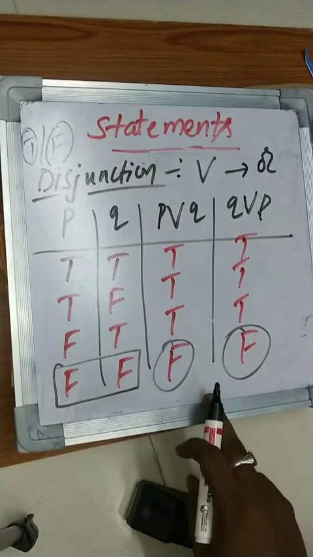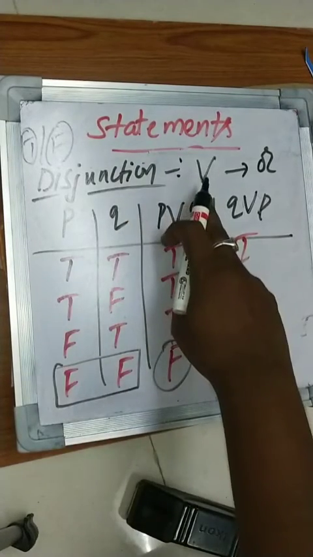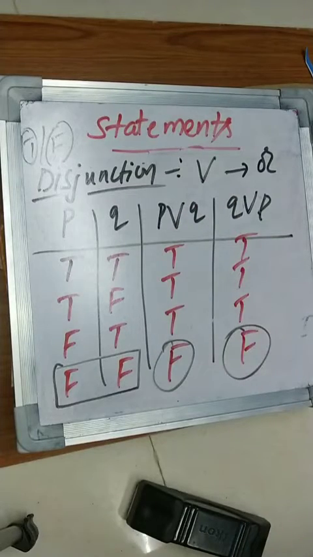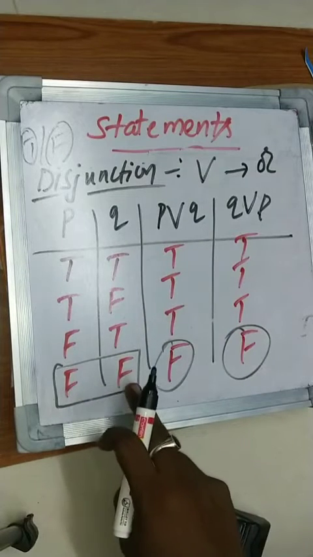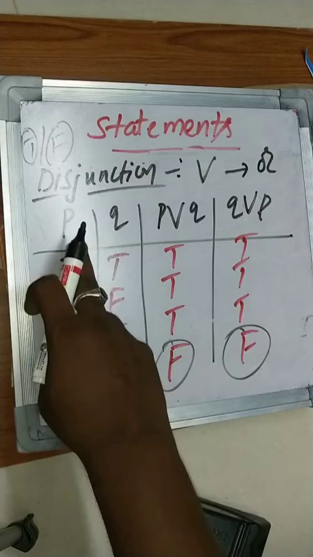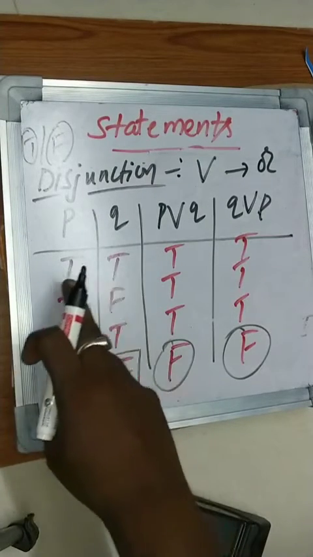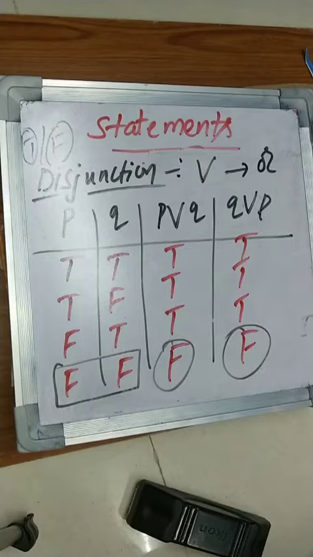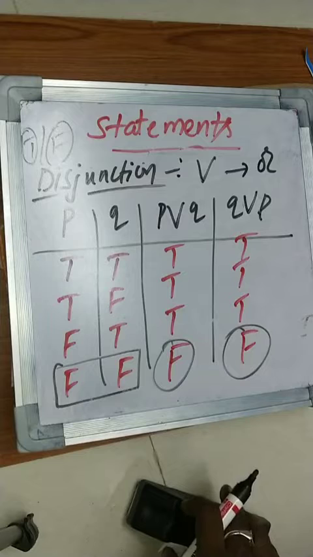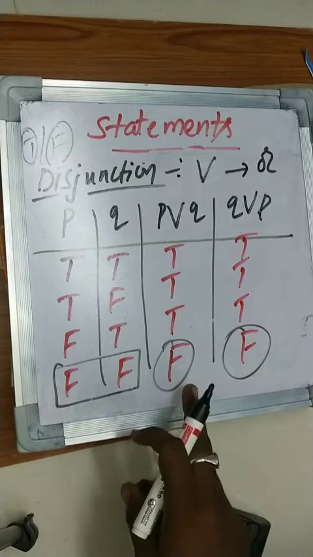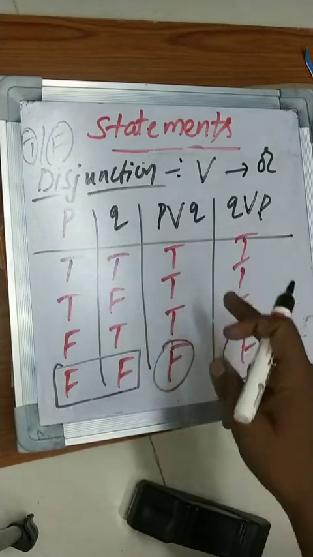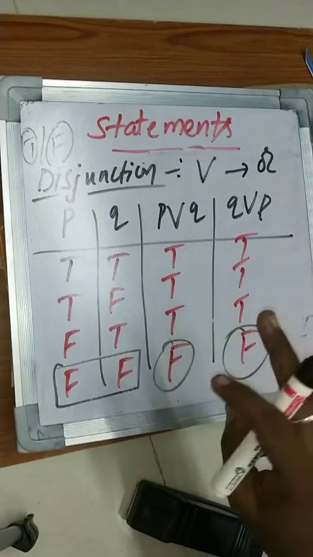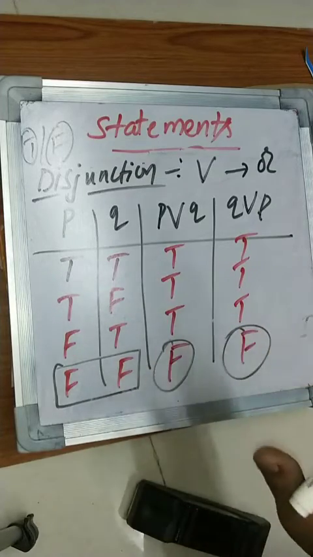Have you got my point? So the disjunction symbol is or, it's nothing but a V symbol. The disjunction of two statements will be false when both the statements are false. And whenever we have two statements, we will have truth values as TT, TF, FT, FF. Keep it in mind. Clear? So whenever you write a disjunction, if both the statements are false, then the total compound statement formed by those two statements will be false.